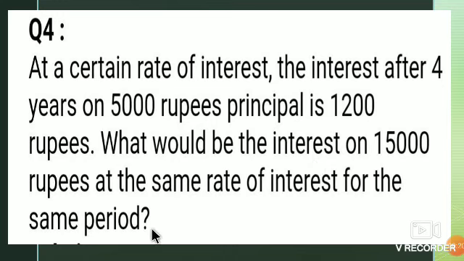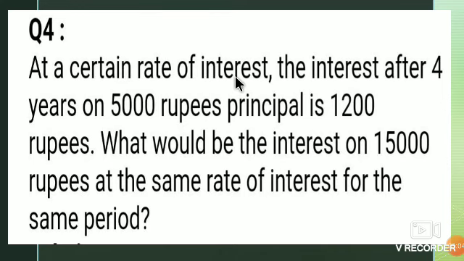At a certain rate of interest. Rate of interest is not given, the word certain is used. After 4 years, so the time period is 4. On 5,000 rupees, so this is the principal. 1,200 is the interest. Interest after 4 years on 5,000 rupees principal is 1,200, so 1,200 is the interest.